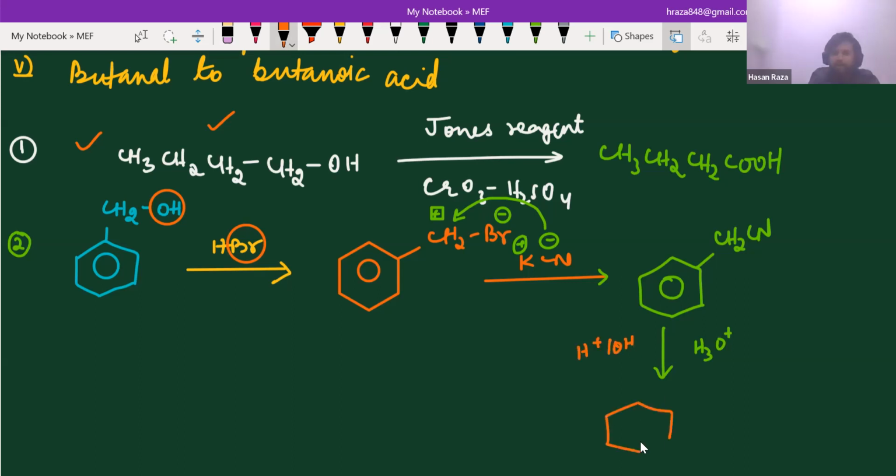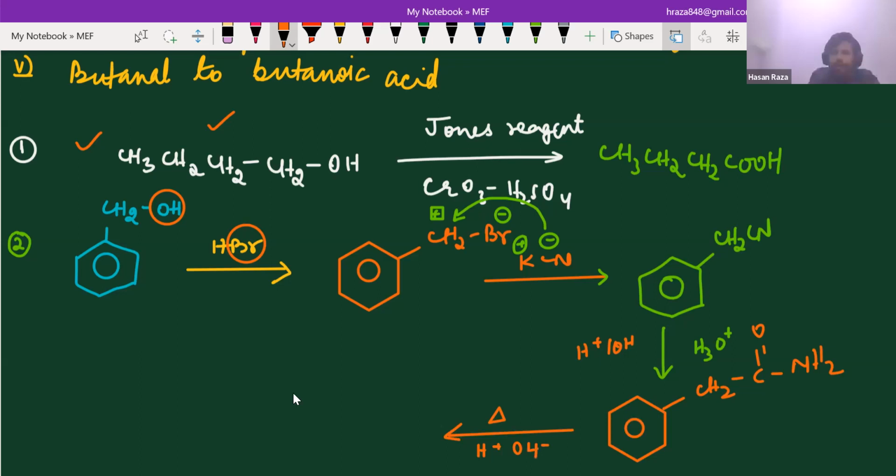How will you get an amide? It's easy. This is your CH2 and this is your C double bond O NH2. After this, you are going to heat it in the presence of H3O+. Then you will get a carboxylic acid. This is your benzene as it is, and there was CH2, and this C double bond ONH2 will be converted into carboxylic acid.